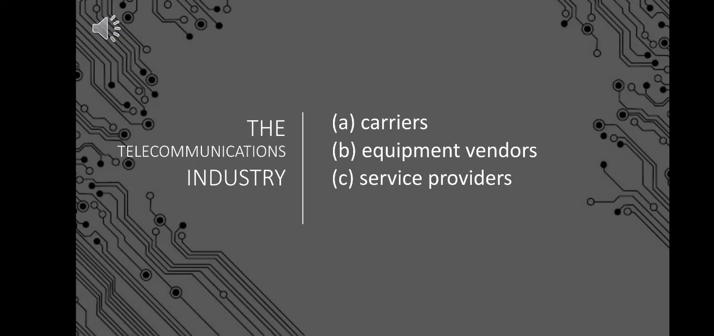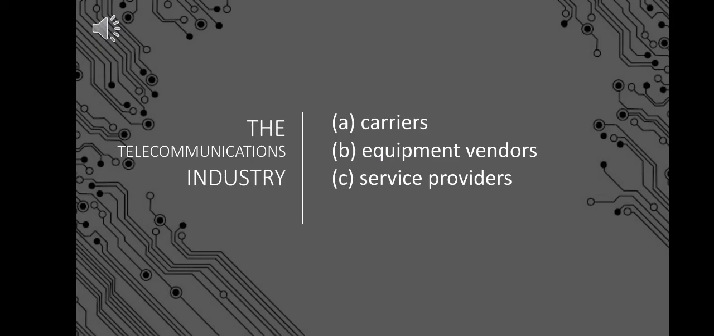The telecommunications industry. There are three major segments of the telecommunications industry. The first major segment is the carriers. Carriers are the ones who own or lease the physical plant. Examples are cabling, satellites, cellular towers, and so forth. And they sell the service of transmitting communications from one location to another.